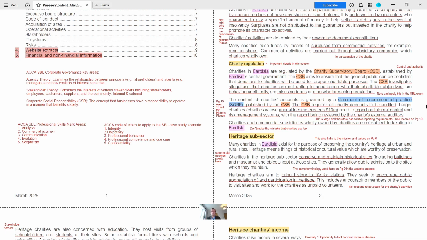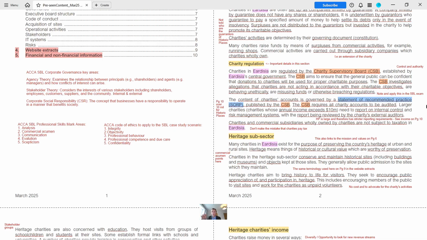It then links on to the content of the charity's accounts, which is governed by a statement of recommended practice. In other words, if you see anything on the exam day that does not align to the CSB and the statement of recommended practice, this is where you could refer back to it, because Historic Places meets the requirement that charity accounts have to be audited if their annual income exceeds $10 million. Historic Places actually goes well over. They need to have an audit.